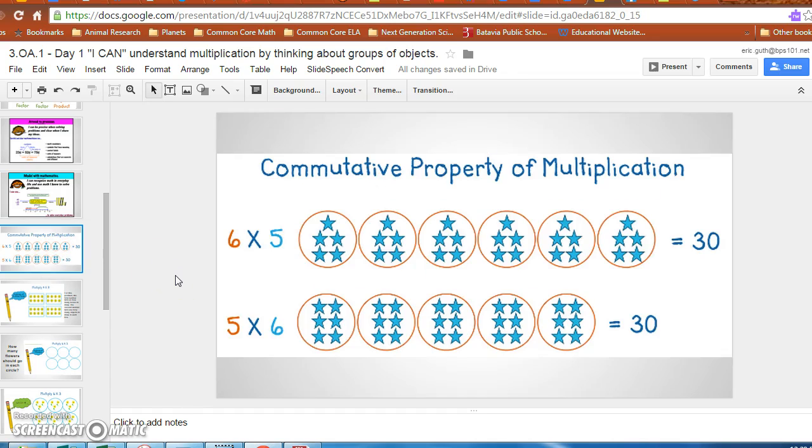Then I put this visual up there so that they understood the concept that you can turn around a math problem and get the same answer, just when drawing it, it might look a little differently. So in this case, 6 times 5 equals 30, 5 times 6 equals 30, but the pictures look a little bit different.